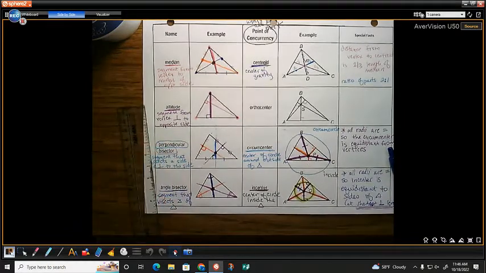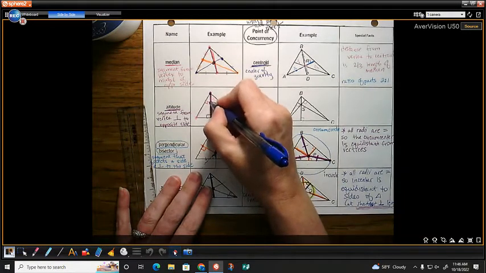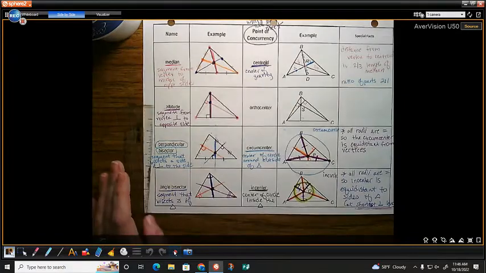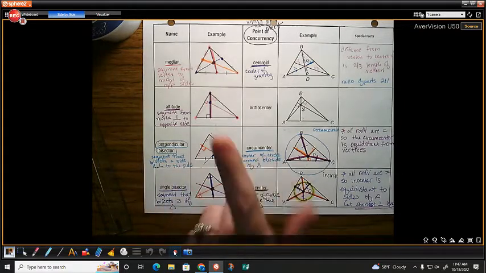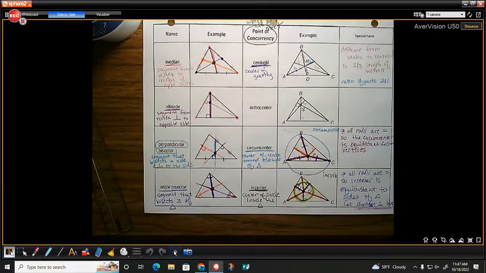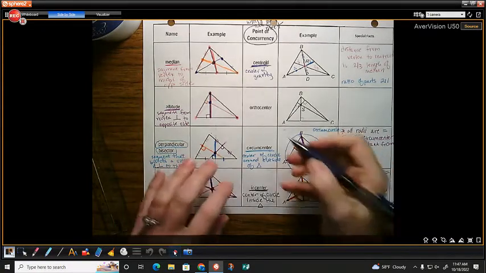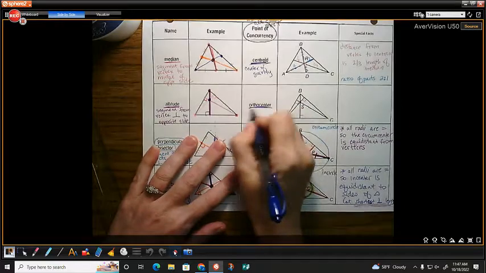So now I have 3 altitudes. And what do you notice about them? They all intersect at a point of concurrency. Who would have guessed? And that point of concurrency for the altitudes has a name. What is it? Orthocenter.